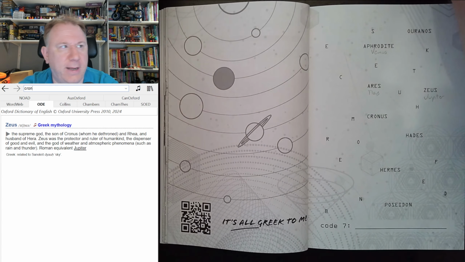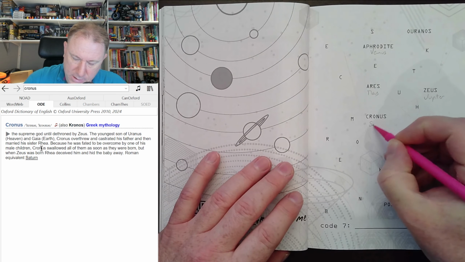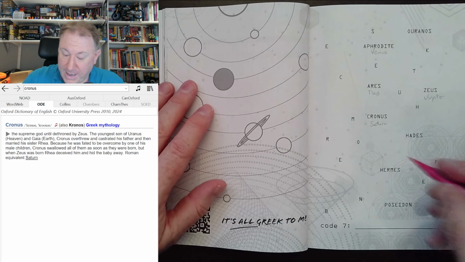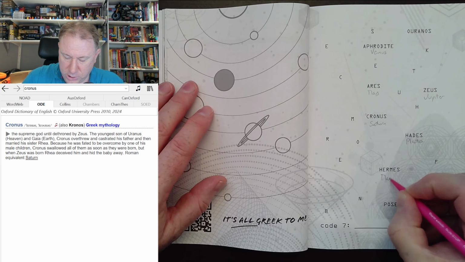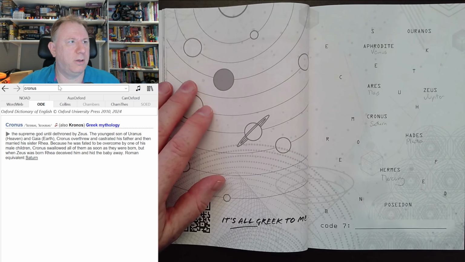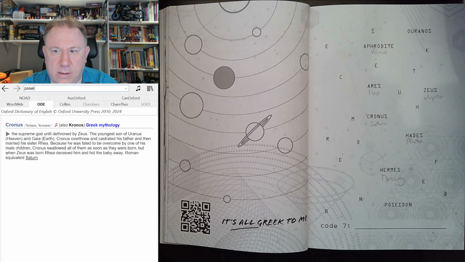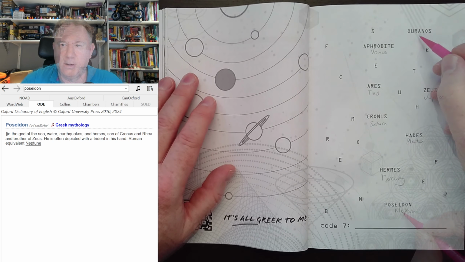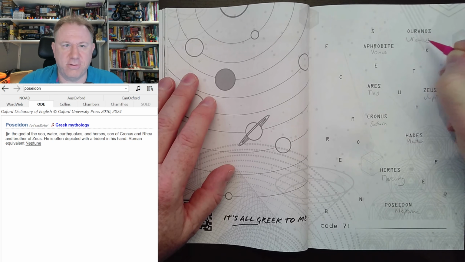Now, Kronos, I have a feeling is Saturn. It is Saturn, you can see here. So these are less well-known names for planets, because they're what the Greeks would have got. Hades, I know, is Pluto, god of the underworld. Hermes is Mercury, the messenger. And then Poseidon, I don't know. I'm guessing it would be... actually, let's just not guess. Let's look it up. It is Neptune, that's right. And then Uranus, I know, is just an alternate spelling of an actual Greek god, Uranus.